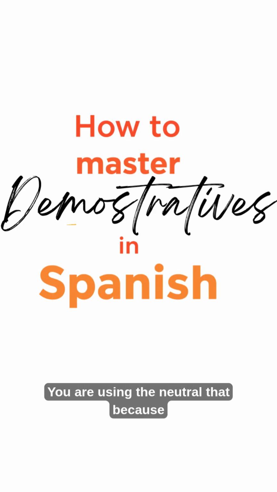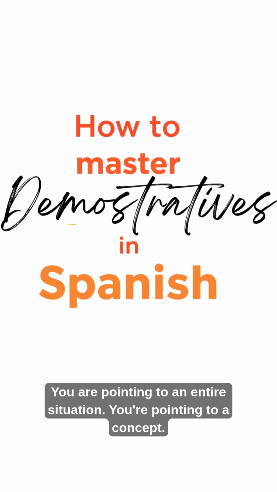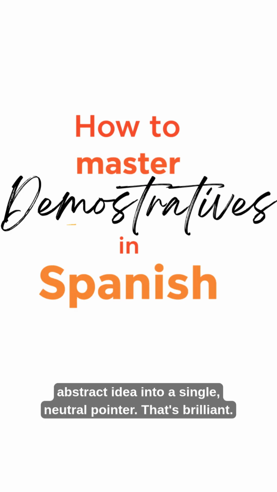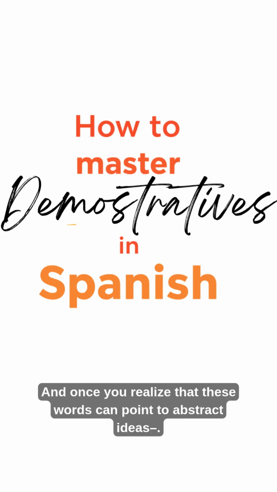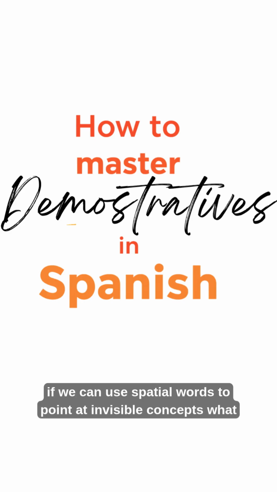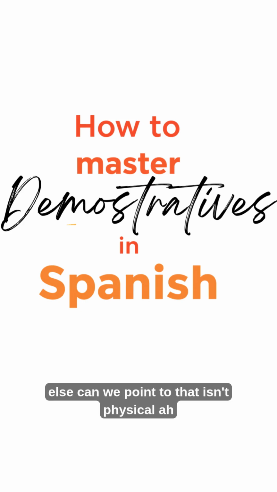Okay, let's unpack why you use eso there. You are using the neutral that because you aren't pointing to a physical object on a desk. Right. A plan isn't masculine or feminine. You are pointing to an entire situation. You're pointing to a concept. Yes. You are encapsulating a complex abstract idea into a single neutral pointer. That's brilliant. And once you realize that these words can point to abstract ideas, it reveals something much deeper about human cognition. Like what? Well, if we can use spatial words to point at invisible concepts, what else can we point to that isn't physical?